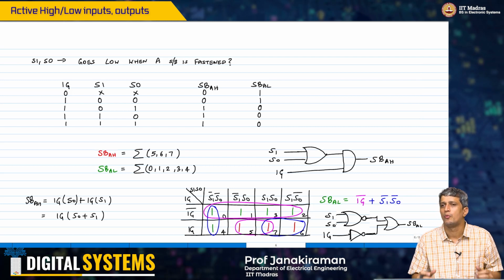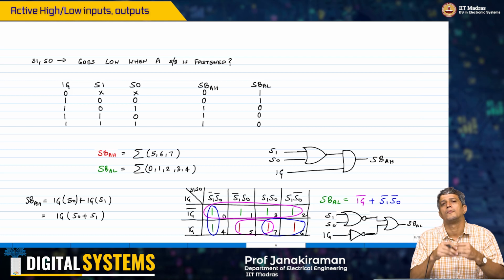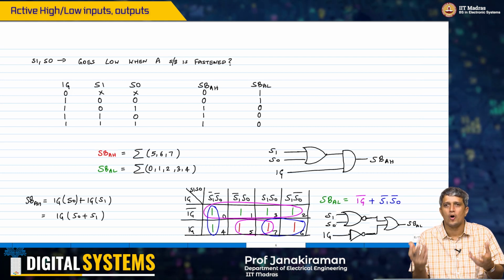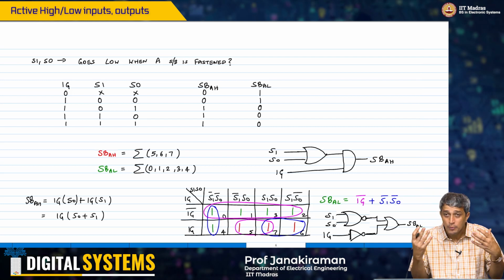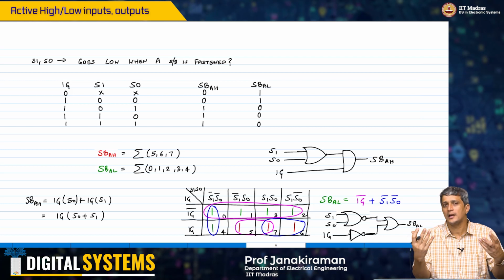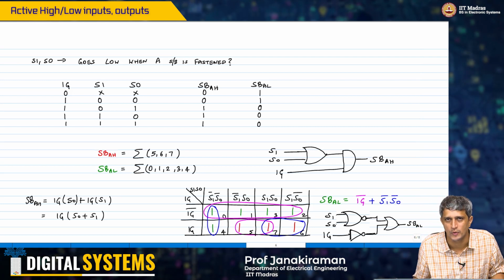So with that, we will wind up this discussion on Karnaugh maps and Boolean simplification and move on to the actual implementation of these circuits using practically available gates in the coming weeks.